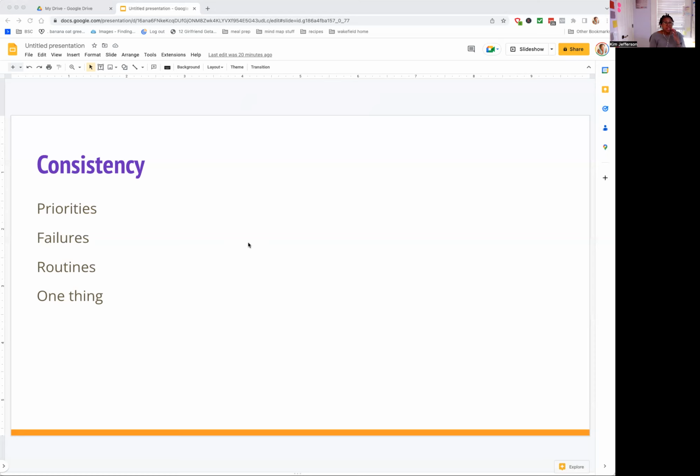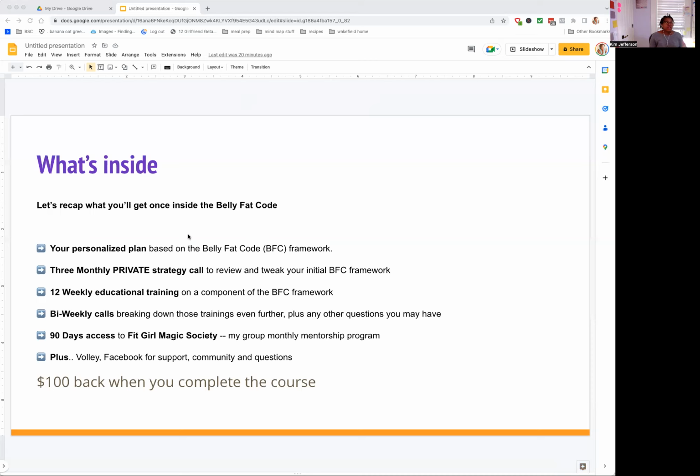And then what's completely inside the Belly Fat Code, right? So you are going to get a personalized plan. We are going to have an initial kickoff call. I'm going to lay this all out again for those of you who join me inside, just so we can go point by point. You can ask me questions. You get 3 monthly private strategy calls so that we can look at the initial things I lay out for you, and then we can tweak based on your specific situation. And then you're going to get homework, and then you're going to do the homework.